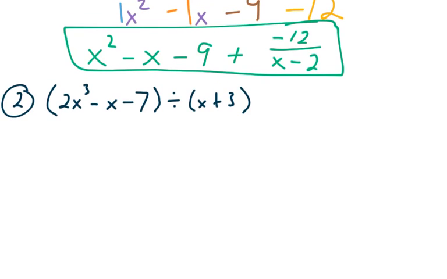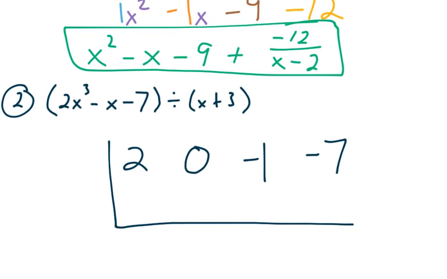2x cubed minus x minus 7 divided by x plus 3. So the first step, we need to write the coefficients of the dividend in descending order. So we have x cubed as our first one, so that's going to be a 2. We do not have an x squared, so that needs to be a 0. The coefficient on x is negative 1, and then my constant term is negative 7. Go ahead and make your L. The k value in this case is negative 3. It's the opposite of this number right here. So negative 3 is going to go out front.